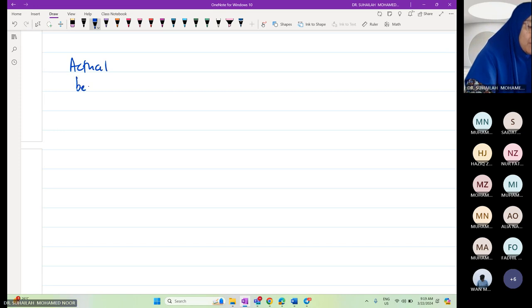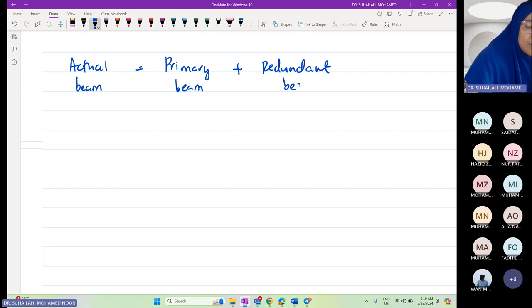Actual beam is equal to primary beam plus redundant beam. Okay. Tak kisahlah nak tulis structure ke, nak tulis sistem ke, nak tulis frame ke, truss ke, tak kisah. Okay, this time we analyze beam, so saya letak beam dululah. So please remember this because this is the principle of superposition. Actual beam equal to primary beam plus redundant beam.